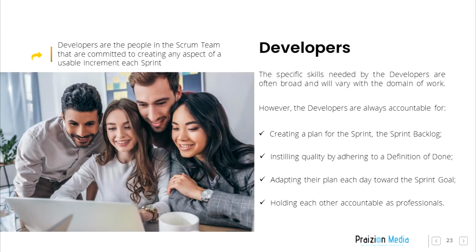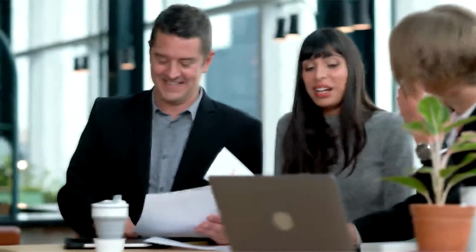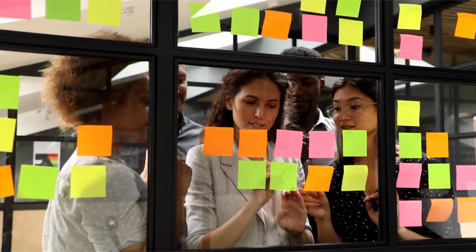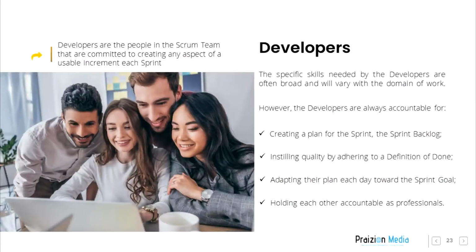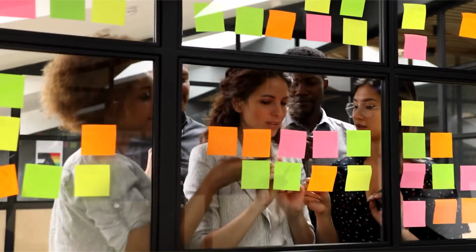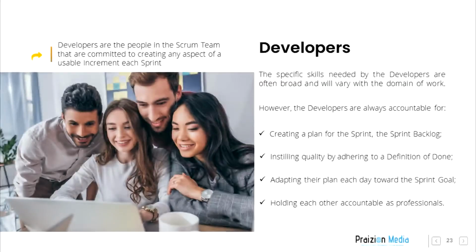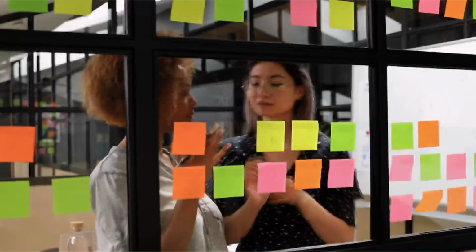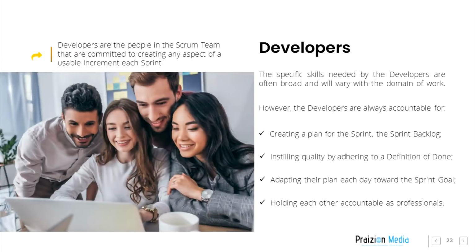Developers. Developers are the people in the Scrum team that are committed to creating any aspect of a usable increment each sprint. The specific skills needed by the developers are often broad and will vary with the domain of work. However, the developers are always accountable for creating a plan for the sprint backlog, instilling quality by adhering to a definition of done, adapting their plan each day towards the sprint goal, and holding each other accountable as professionals.